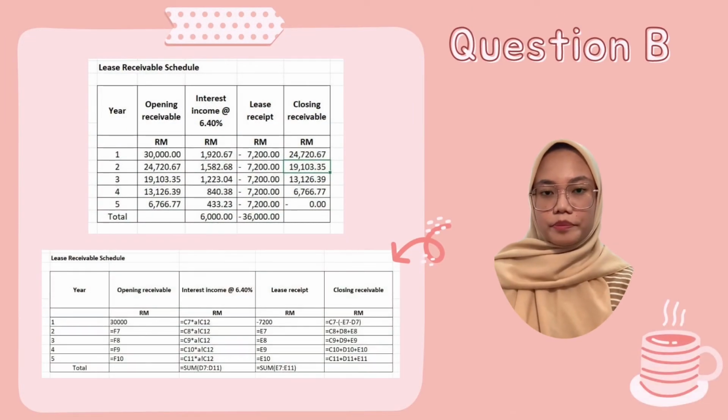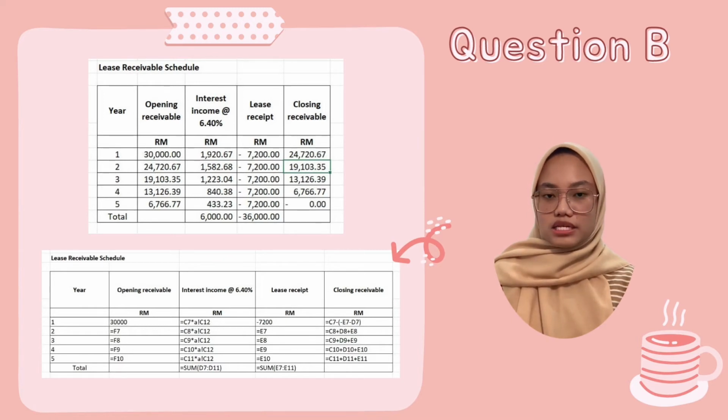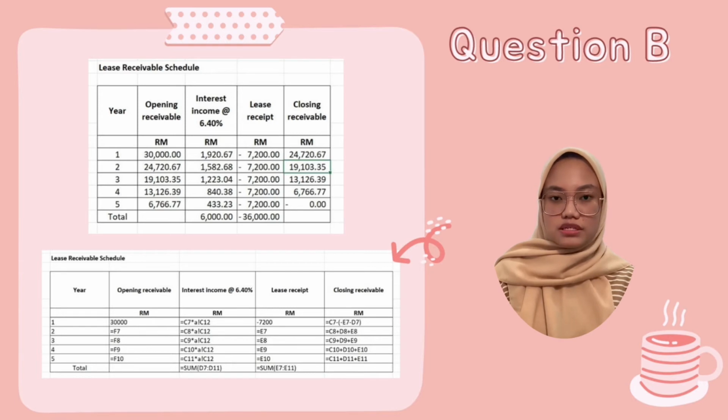Next, question B, prepare the lease receivable schedule. Using Excel, we must have the columns year, opening receivable, interest income, lease receipt and closing receivable. As for years, we put year 1 until year 5 because the lease period is 5 years. Then to calculate opening receivable for year 1, we just take the amount from question A, which is 30,000, and as for year 2 until year 5, we just take the closing receivable from the previous year.